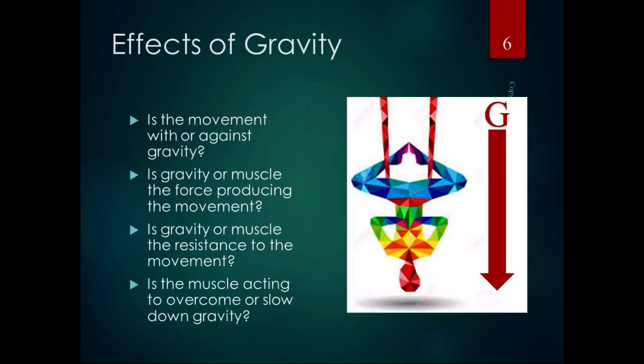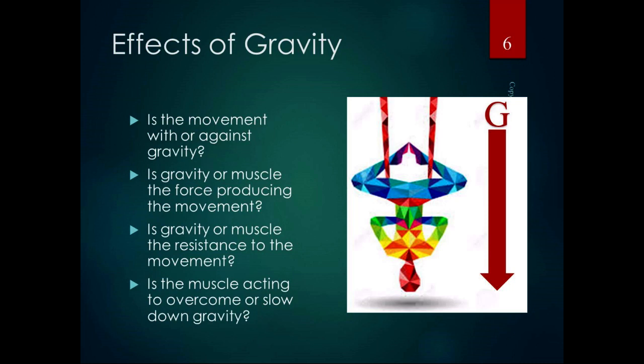Gravity is the movement with or against gravity. So when we're lifting the leg up, the movement is against gravity. And muscle is the force producing the movement, and gravity is the resistance to the movement. The muscle is acting to overcome the resistance of gravity. Okay, so that might seem obvious, but then we'll discuss the implications of that.